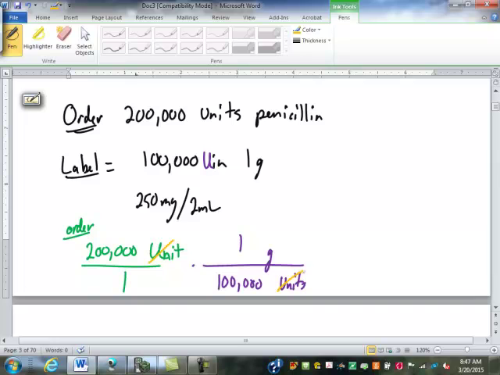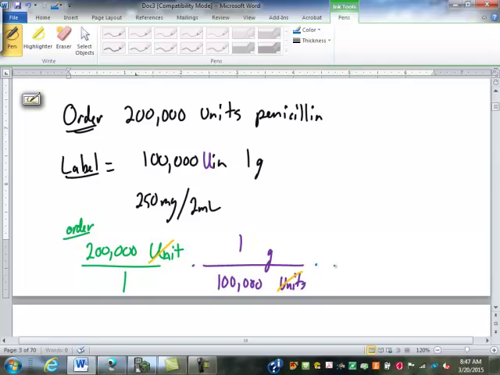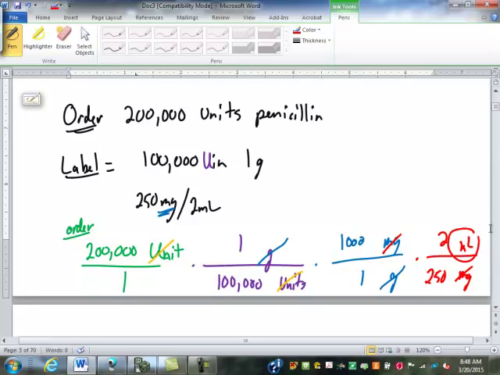So units would be gone, and we would now be in grams. Problem is we don't really want to be in grams. In fact, grams are not really good for us because we don't have any equivalency from grams to anything else, but we have milligrams to milliliters. So 1 gram is 1,000 milligrams. So the grams are gone, and we're in milligrams. One more move. What's that? 250 milligrams, perfect, to 2 milliliters. Again, the milligrams have to go on bottom, so they'll cross cancel. Now the only units left on here are the milliliters.